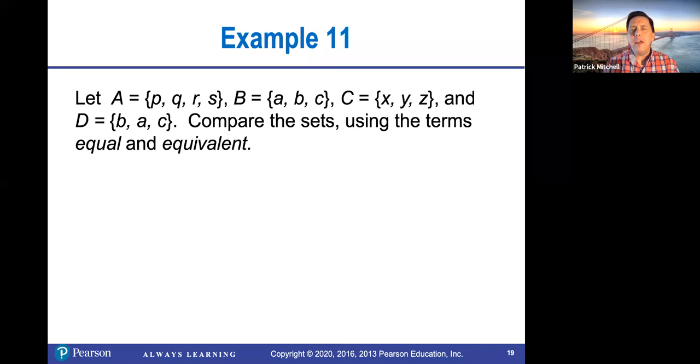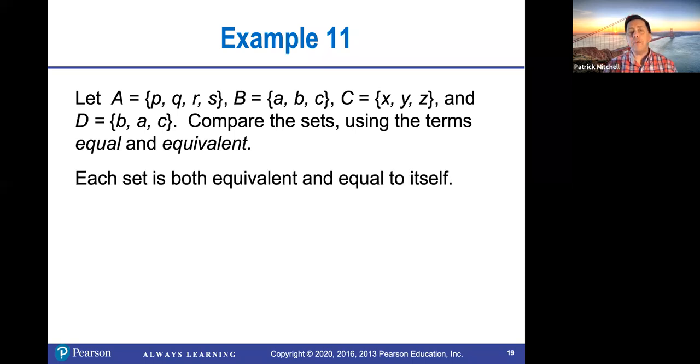We'll compare notes. First of all, did you think of this one? Each set is both equivalent and equal to itself, all right? I wouldn't blame you if you forgot that one. A is equal to A. A is also equivalent to A. Same thing for B, same thing for C, same thing for D.